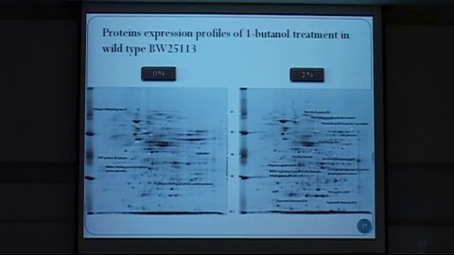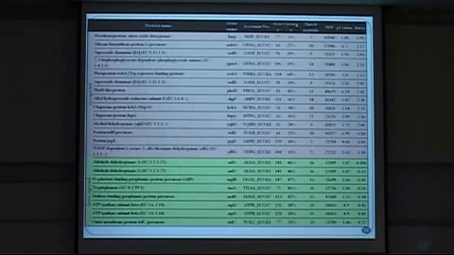And in this result, we can find after butanol treatment in wild-type E. coli, we find some protein upregulated in this condition. They include some antioxidative proteins and ATP transporter proteins and some membrane transporter protein and the SOD, something like that. And the protein involved in glycolysis and amino acid degradation as well as the membrane signaling was downregulated in this result.